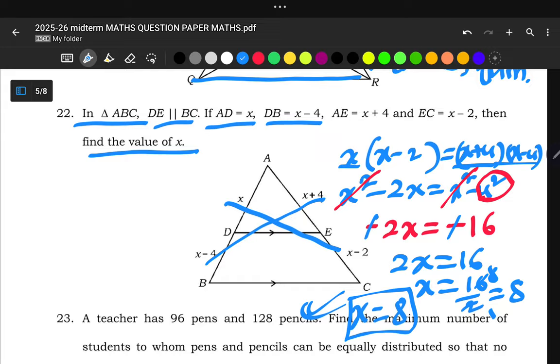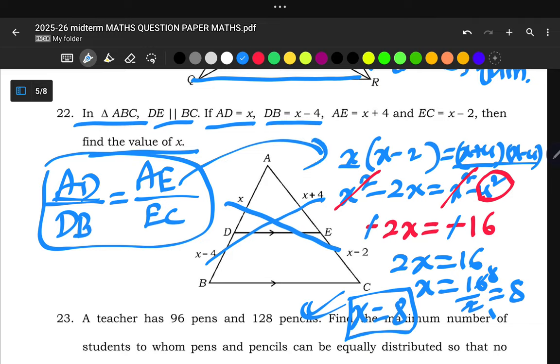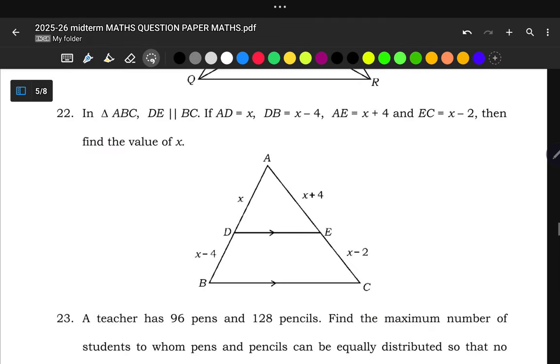Instead of taking the ratios, that is AD upon DB, Thales theorem ratio equals AE upon EC. Instead of taking the ratio, finally you will get like this. Therefore, you just have to start by cross multiplying the given values. Okay, you will get the answer directly. So 8 is the value of x here. Okay, x equal to 8.